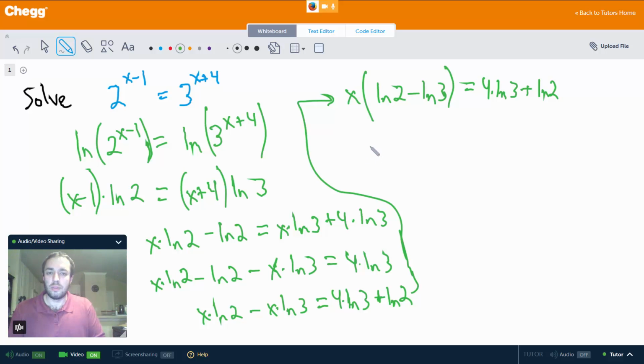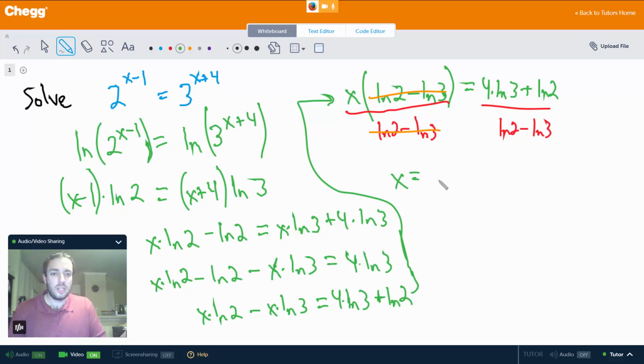All right, and now the very last thing that we can do is divide both sides by ln 2 minus ln 3. And then over here on the left-hand side, these cancel, which is exactly what we want because now x is by itself, which is great. So we have x equals, and then on the right-hand side, 4 times the natural log of 3 plus the natural log of 2, all divided by natural log of 2 minus natural log of 3. And that is our final answer there.